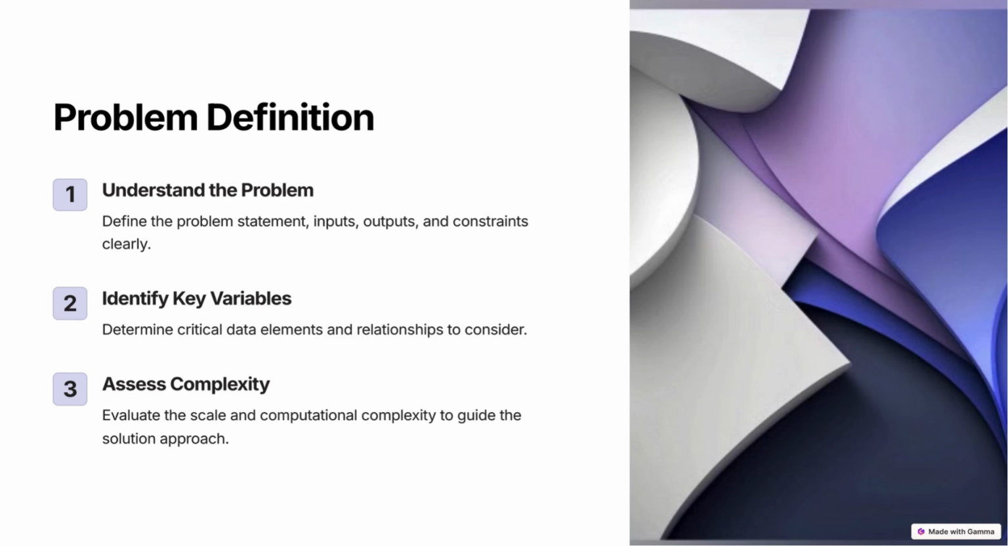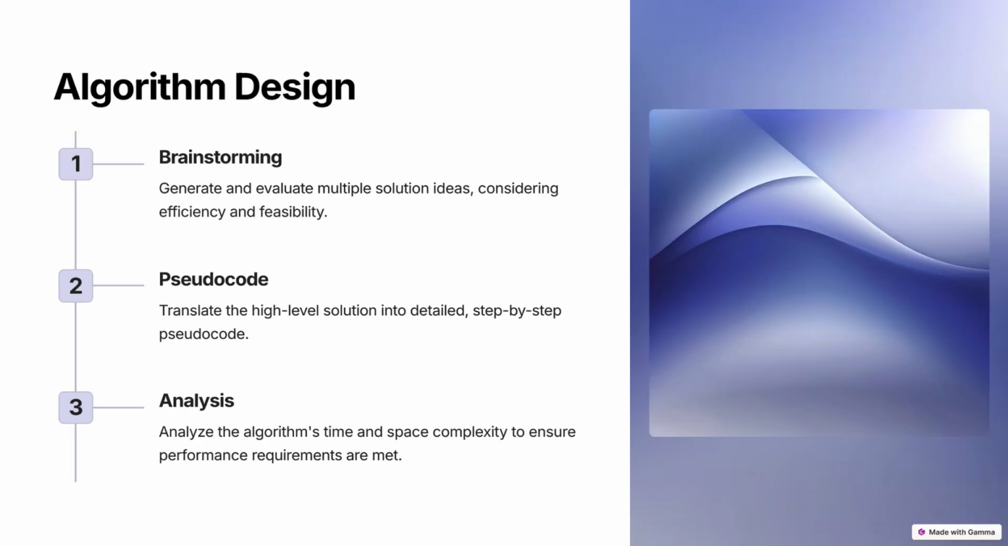So there are 7 steps in problem analysis. Let's see the first step, that is problem definition. Understand the problem. Define the problem statement, inputs, outputs, and constraints clearly. Second, identify key variables. Determine critical data elements and relationships to consider. Third, assess complexity. Evaluate the scale and computational complexity to guide the solution approach.